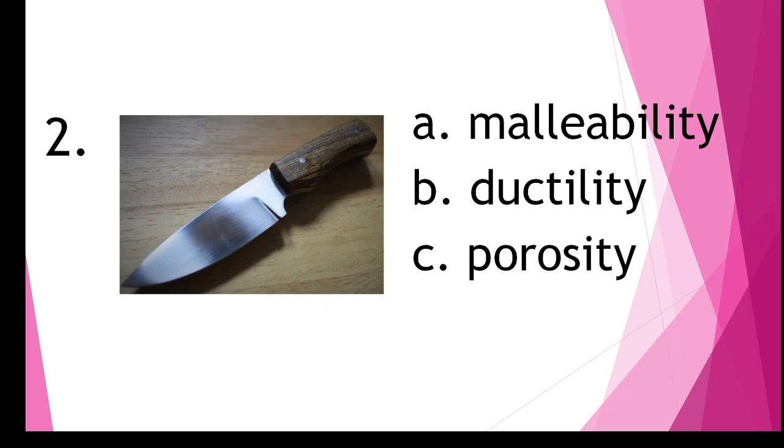Two, we have knife. What do you think is the property of the knife? A. Malleability. B. Ductility. C. Porosity.